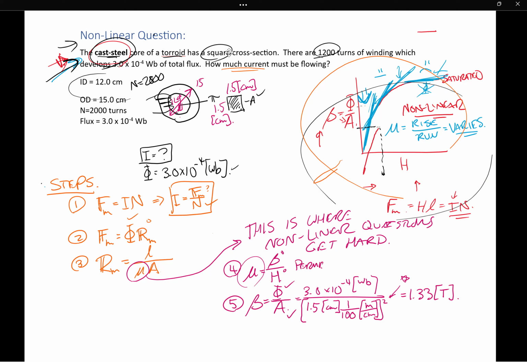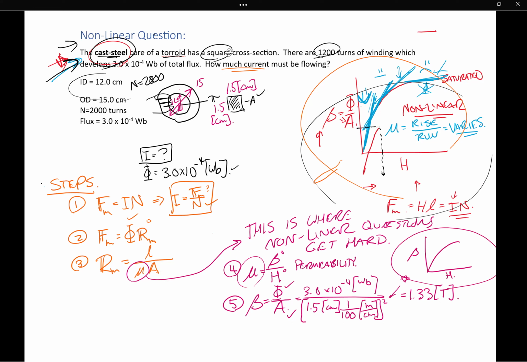which if you don't know, you should know, it is the slope of this BH curve. So you go and you find this curve and you find it for cast or whatever we're dealing with. What are we dealing with here? Cast steel. And so now I find this 1.33. I go over on this curve, I hit the curve, and then I go down to find H.